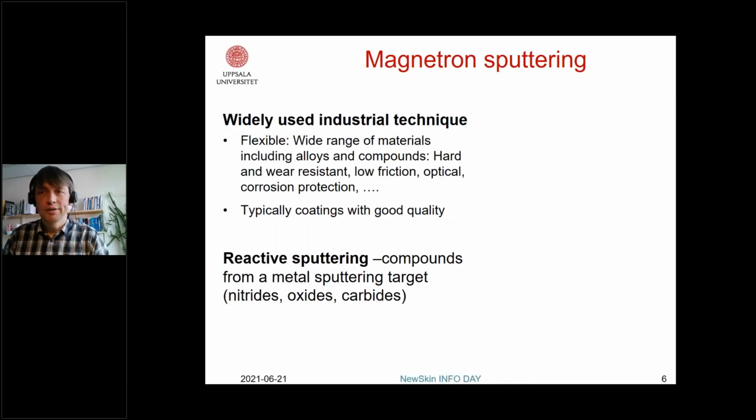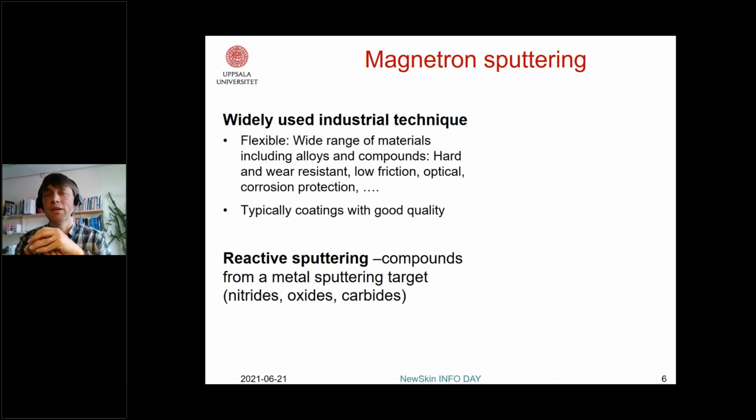So I promised to talk a bit about our technique, and I am assuming that at least many in the audience have heard about magnetron sputtering, because that's one of the techniques that's used a lot to treat surfaces.